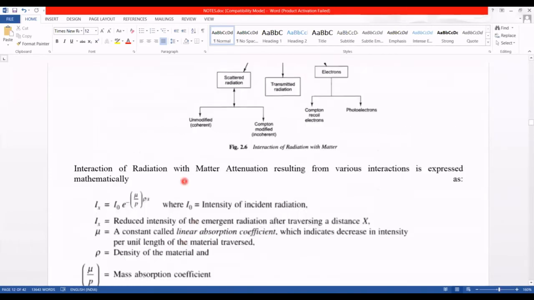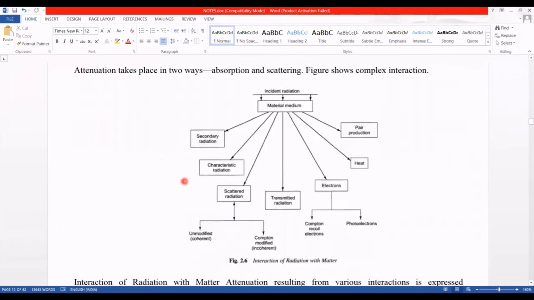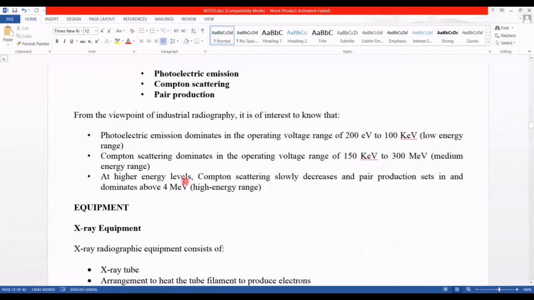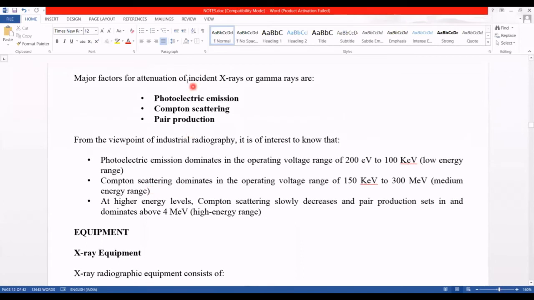This is about the interaction of X-rays and gamma rays with matter. Later I will explain clearly about scattering, what the process of scattering is. We have a separate topic on this scattering, where I will explain the scattering effect. So the radiation is decreased because of interaction with matter in these three ways.